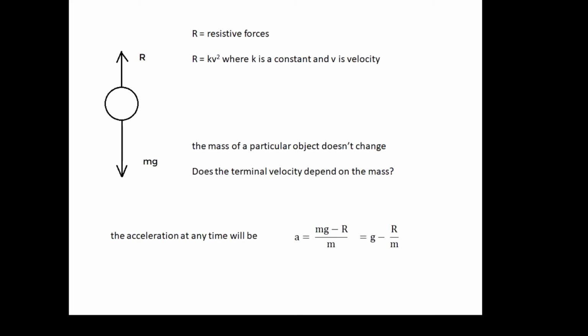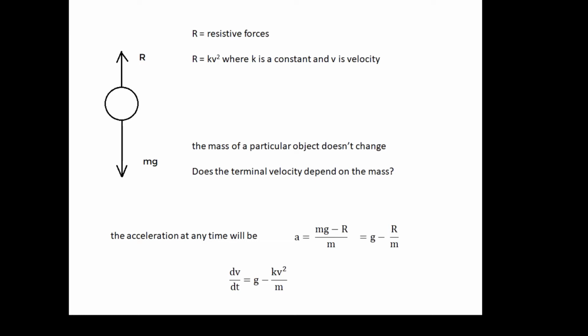The acceleration, well, F equals ma, so a equals F over m. F, the resultant force, will be mg minus r. So mg minus r divided by m is g minus r over m. And that gives us this pretty horrible, what we call a differential equation: dv/dt equals g minus kv squared over m. You know, and it's going to be pretty awkward to solve that thing, especially if you've only done A-level maths.